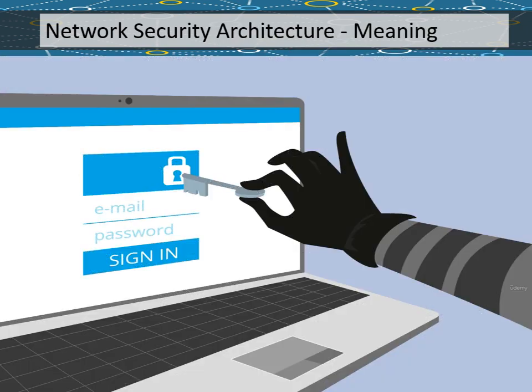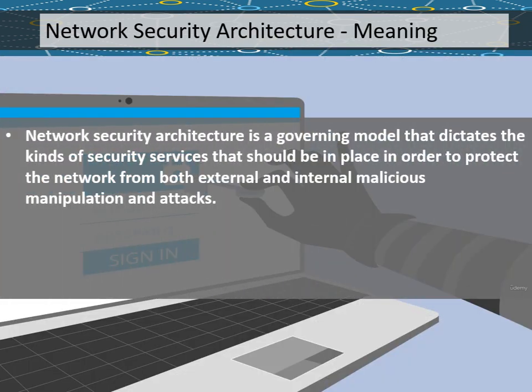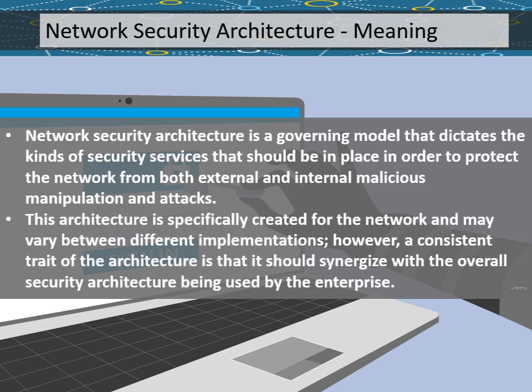Network security architecture meaning. Network security architecture is a governing model that dictates the kinds of security services that should be in place in order to protect the network from both external and internal malicious manipulation and attacks. This architecture is specifically created for the network and may vary between different implementations. However, a consistent trait of the architecture is that it should synergize with the overall security architecture being used by the enterprise.